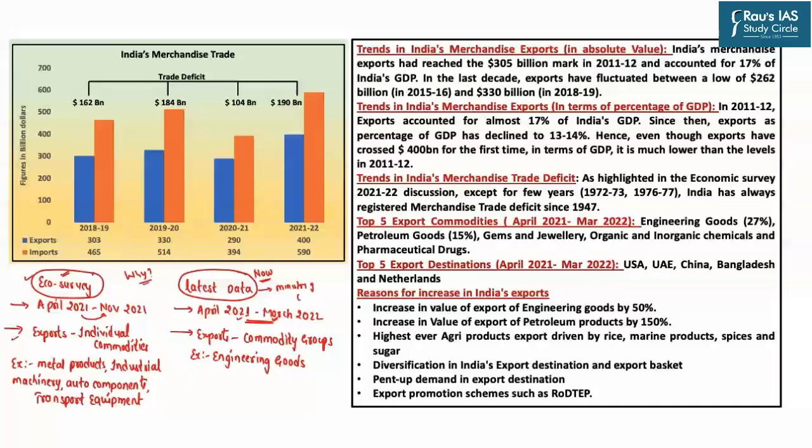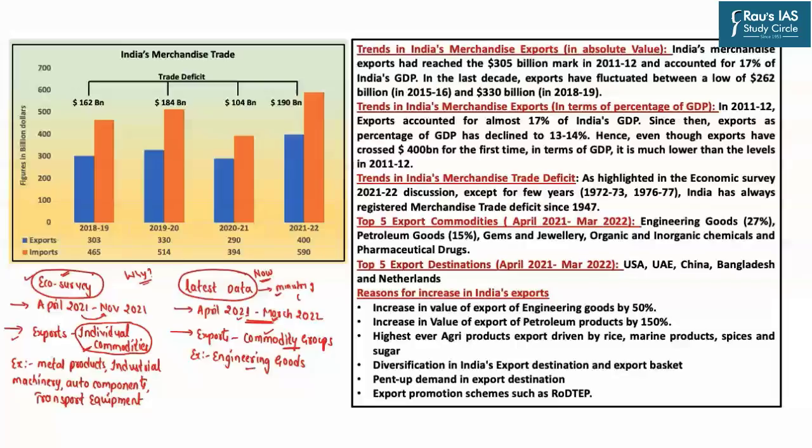Secondly, see the economic survey. Whenever the economic survey talks about the top 5 export commodities or top 5 import commodities, it presents the data in terms of individual commodities. On the other hand, the latest data provided by the Ministry of Commerce and Industry has presented the data in terms of top 5 export commodity groups and top 5 import commodity groups. So the economic survey provides us data in terms of individual commodities, whereas the latest data provided by the Ministry of Commerce and Industry provides us data in terms of commodity groups.